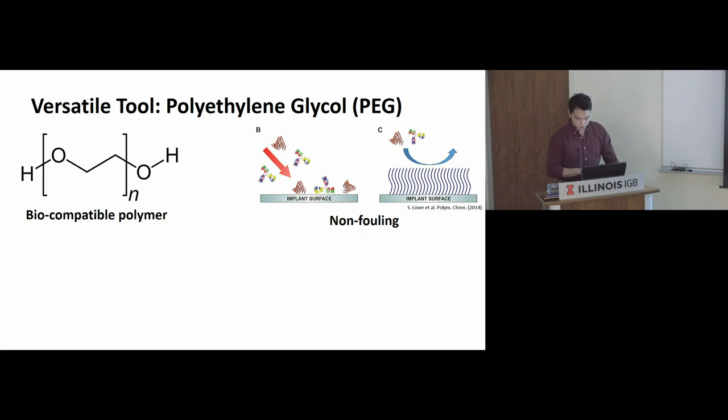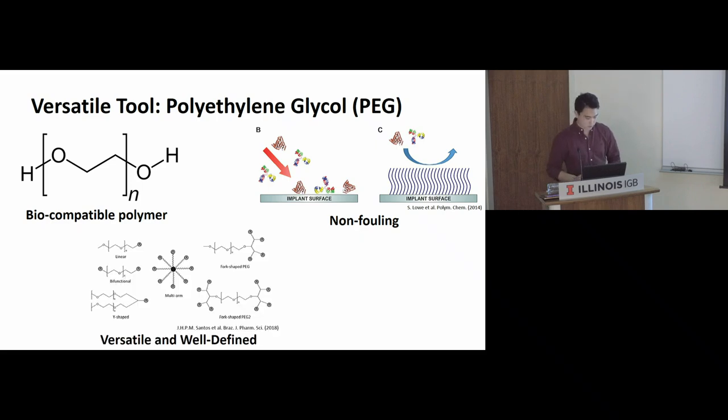So yeah, it's a biocompatible polymer. It's highly non-fouling. As you can see in this image here, an implant surface with PEG chains can easily repel all kinds of protein absorption and cell adhesion that you don't want on it. And also it's very versatile and well-defined. As you can see in this figure here, you can just buy this, with the R being any functionality that you want. Not any, but most functionalities that you'll need for common reactions. They'll sell them, so you can just buy them and use them. It's very plug and play, so it's very easy to use.